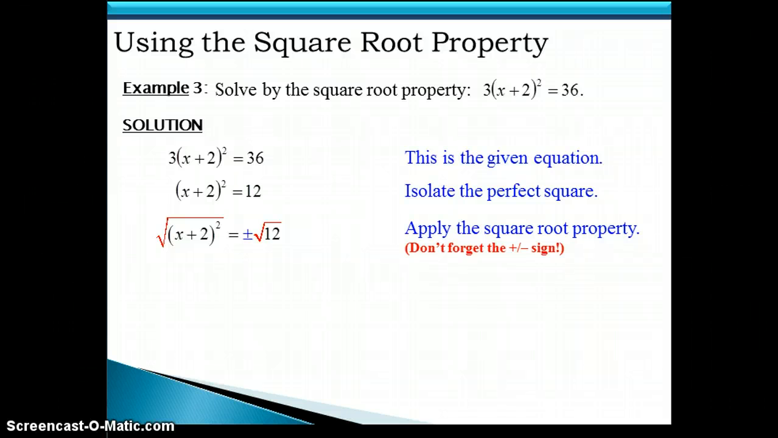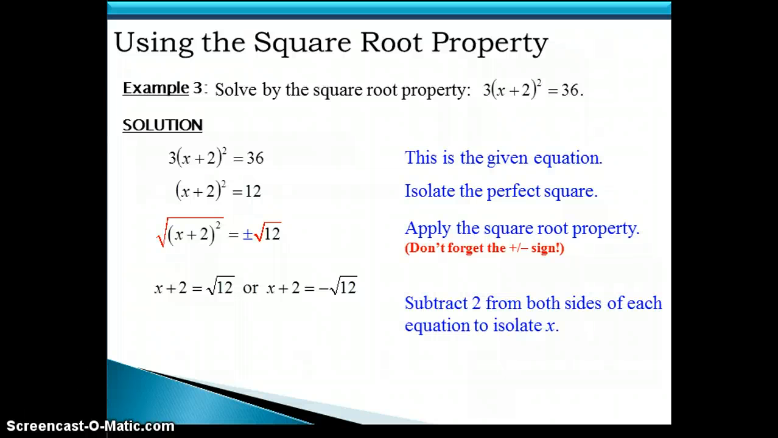What we're going to do is split this up into the two solutions, into two separate equations. One will be the x plus 2 on the left and the positive square root of 12 on the right. And the other one will have the x plus 2 on the left and the negative square root of 12 on the right. And this just makes it easier to solve for x.